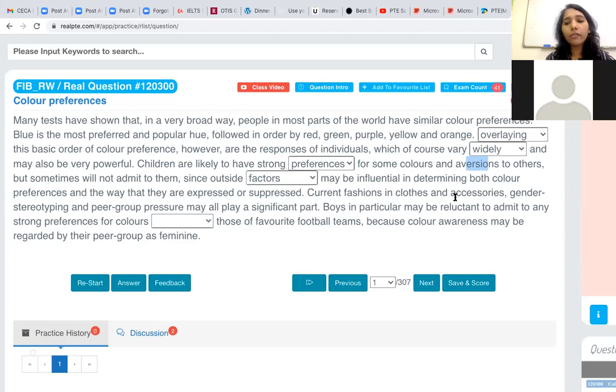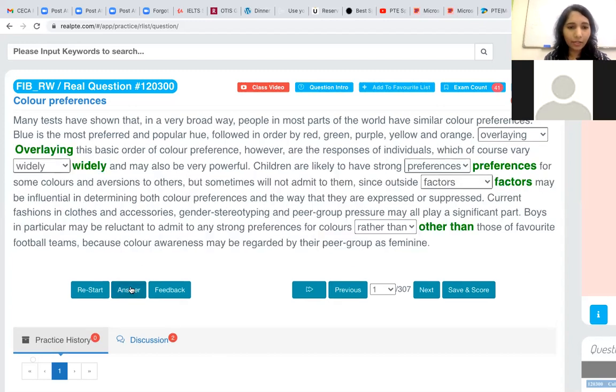Current fashions in clothes and accessories, gender stereotyping and peer group pressure may all play a significant part. Boys in particular may be reluctant to admit to any strong preferences for colors, dash those of favorite football teams. So, rather than those of favorite football teams. We understand that boys are reluctant, or think twice, before expressing their favorite colors, other than telling about their favorite football team jerseys or something like that.